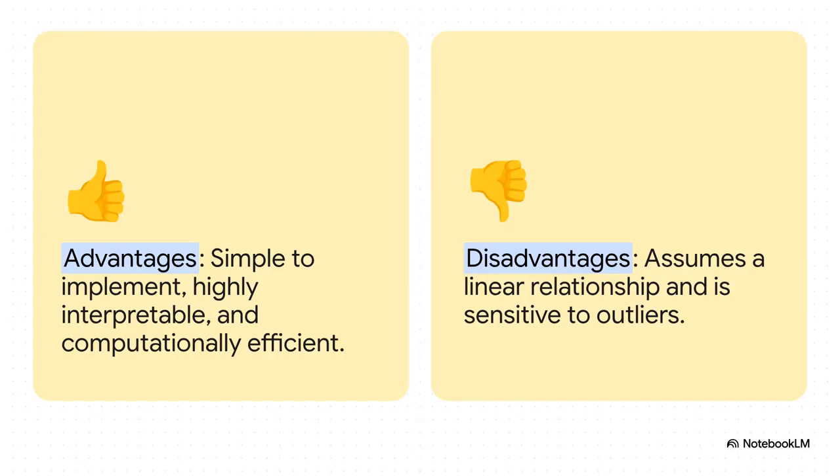So, let's sum it all up. The pros? Linear regression is fantastic. It's simple, it's fast, and it's easy to interpret. The cons? Well, its biggest strength is also its biggest weakness. It assumes the world works in straight lines. It can be totally thrown off by a few really weird data points or outliers, and it might just be too simple for really complex, messy problems.